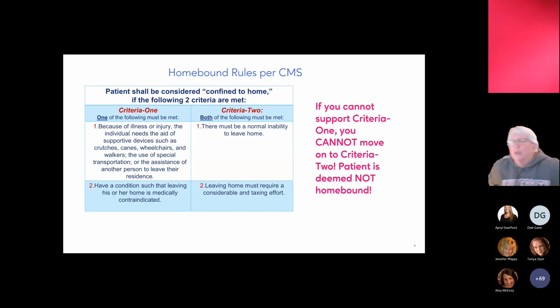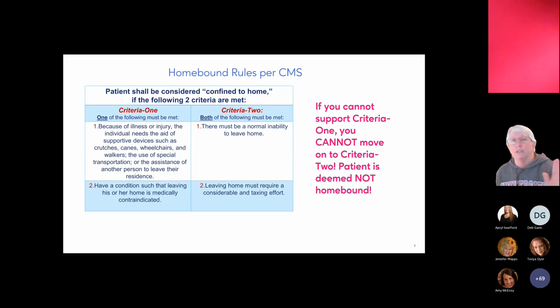So the homebound rules per CMS. The patient shall be considered confined to the home if the following 2 criteria are met. So to me, this is actually 3 criteria. On the left, we have criteria 1, where they say one of these must be met. So we either have item 1 or 2. 1 is the one we're most familiar with. Because of illness or injury, the individual needs the aid of something, some kind of device or a person in order to leave the home, right? Or 2, they have a condition such that leaving the home is medically contraindicated. And this one got pulled a lot during the time of COVID. That was a lot of the reasons for why someone was deemed homebound.